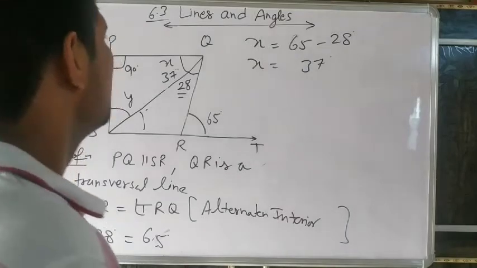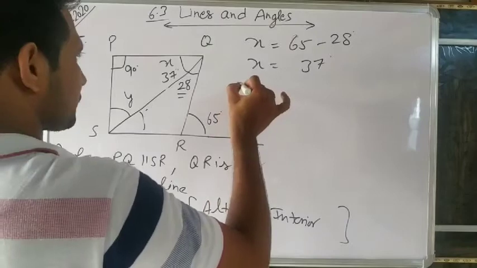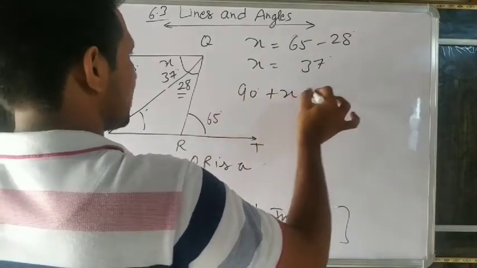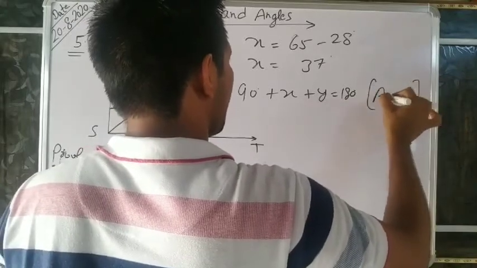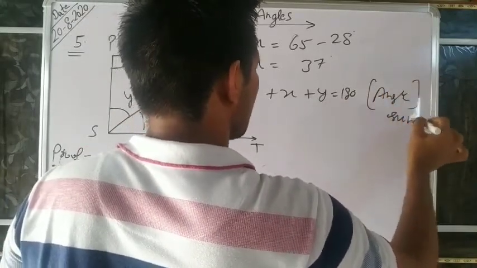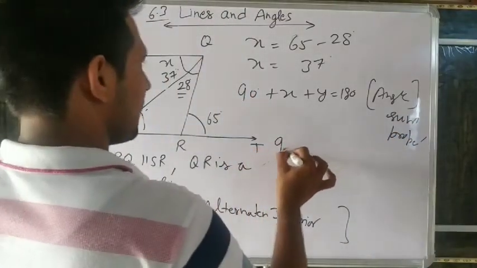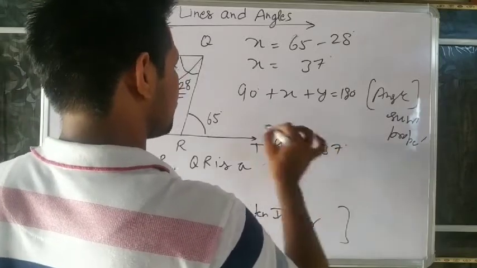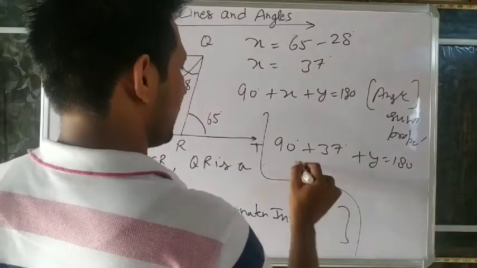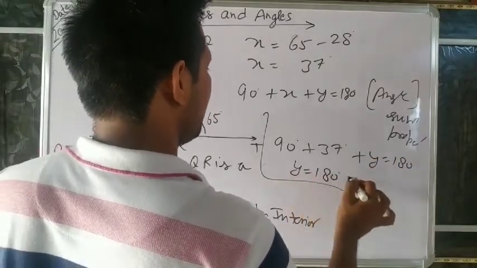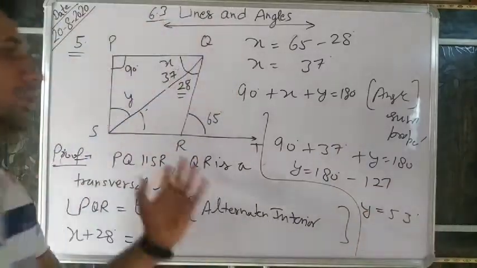And we know PSQ is a right triangle. By the angle sum property, in a triangle the sum is 180. So you can write 90 degrees plus X plus Y equals 180 degrees. So 90 plus X, 37, plus Y, which we want to find, equals 180. Now Y equals 180 minus 127, so Y equals 50. So this is our answer.